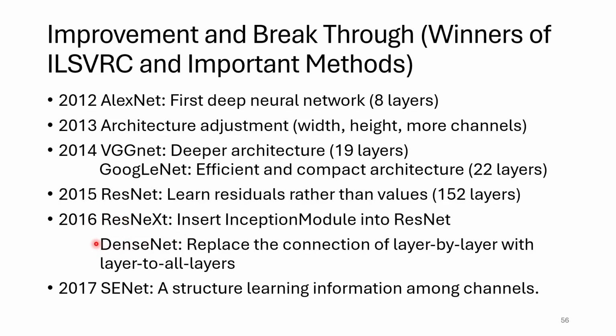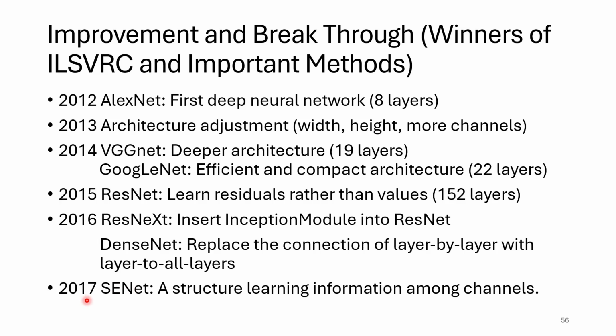And in the same year, there's another network called DenseNet. So let's recall. ResNet, GoogleNet, and VGGNet all connect layer by layer: the connection from one layer to the next layer, and then to the next layer. The main idea of DenseNet is that the output of a layer will be used not only by its next layer, but by all the following layers. So it becomes a dense connection. It's called DenseNet. And in 2017, SENet was published.